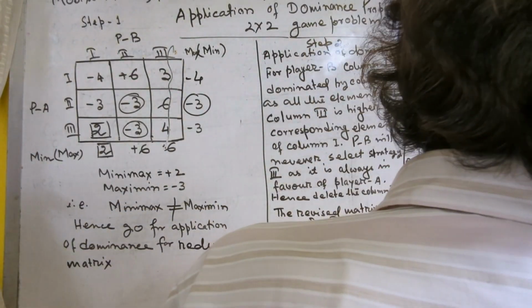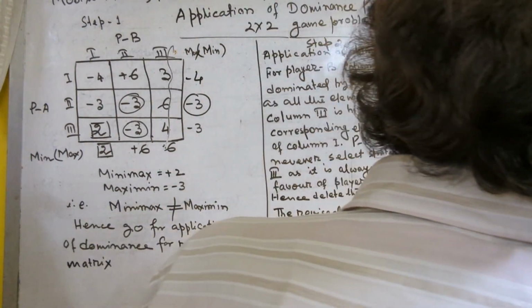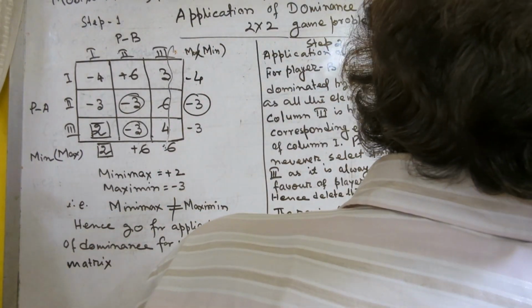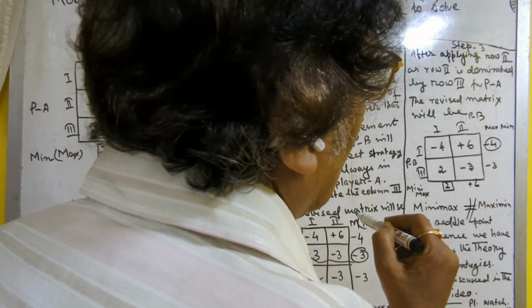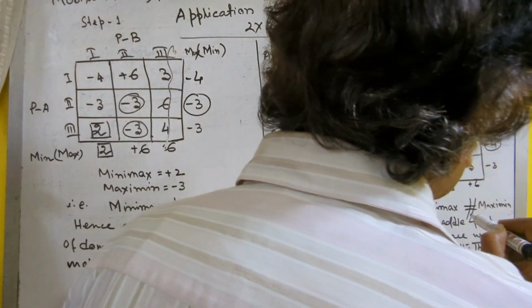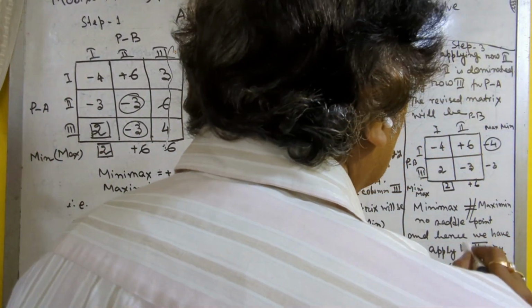So again we are applying the minimax maximum criteria that I am not going to discuss in detail. Here the maximin value is minus 4 and the minimax value is minus 2. As in the same process we have discussed earlier, but both the values are not the same. That means again minimax is not equal to maximin. That's why the solution or saddle point does not exist.